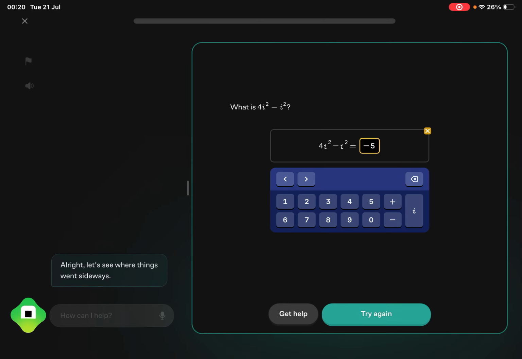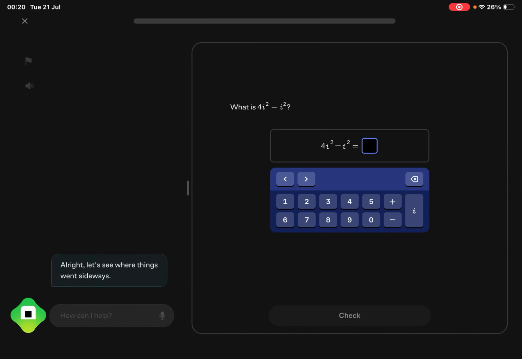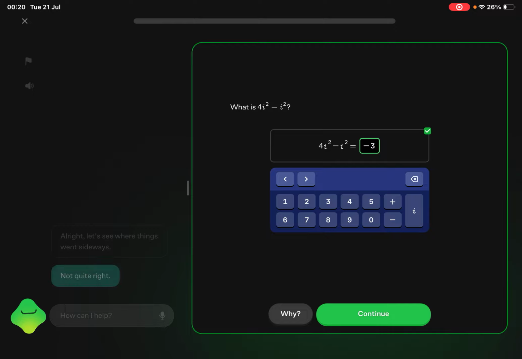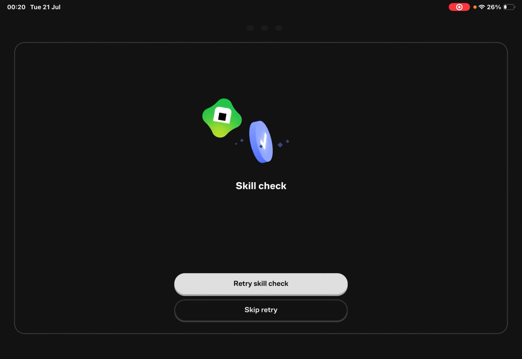Let's break down the one. All right, let's see where things went sideways. Not quite right. You got it. Now, let's make sure that clicked with some new problems.